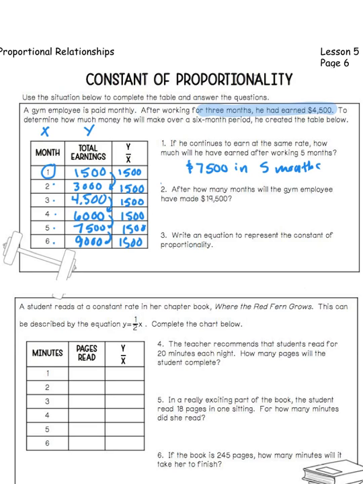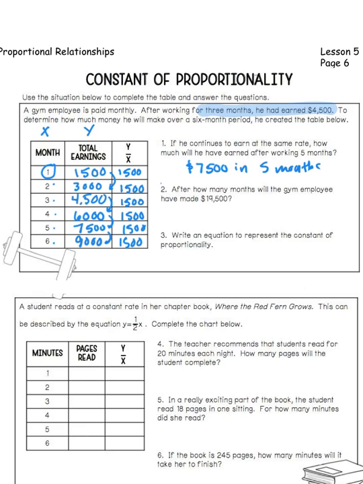In fact, I'm going to investigate what they ask us in question 3. I actually wish they would have asked us about question 3 before, because it says write an equation to represent the constant of proportionality. And the constant of proportionality is the y values divided by the x values, and we can see we have this constant of proportionality right here.